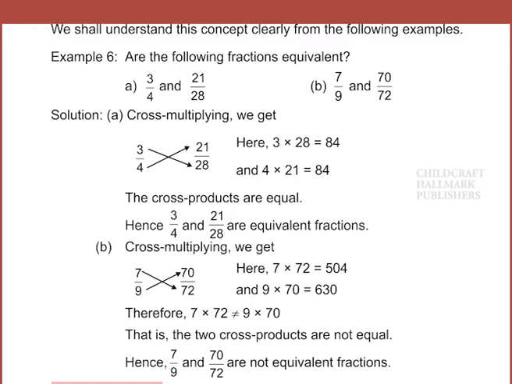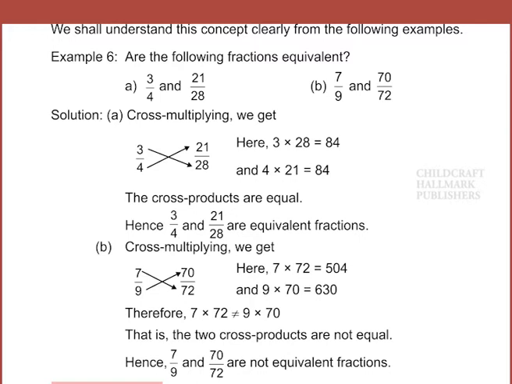Example 6. Are the following fractions equivalent? 3 by 4 and 21 by 28. 7 by 9 and 70 by 72. Solution. Cross multiplying, we get 3 by 4, 21 by 28, 3 into 28, 4 into 21. Here 3 into 28 is equal to 84 and 4 into 21 is equal to 84. The cross products are equal. Hence, 3 by 4 and 21 by 28 are equivalent fractions.